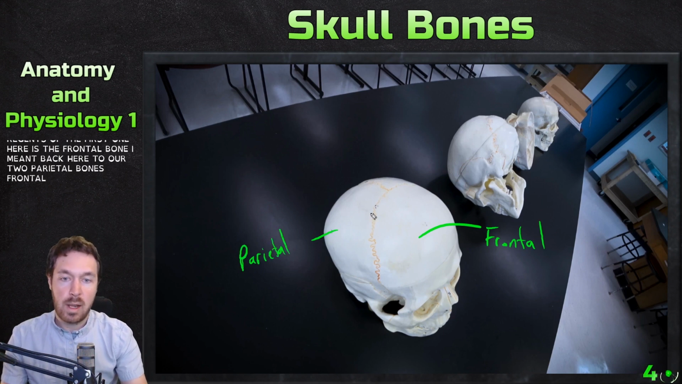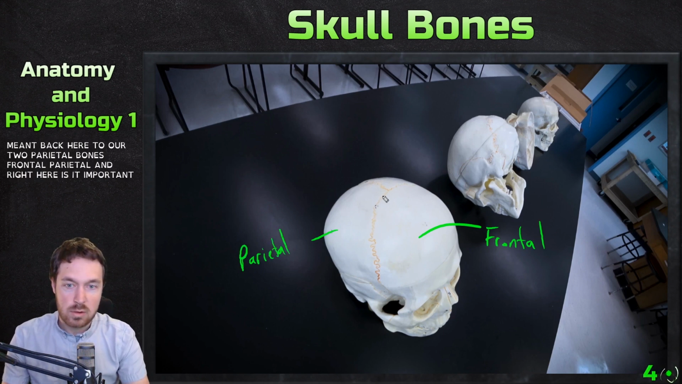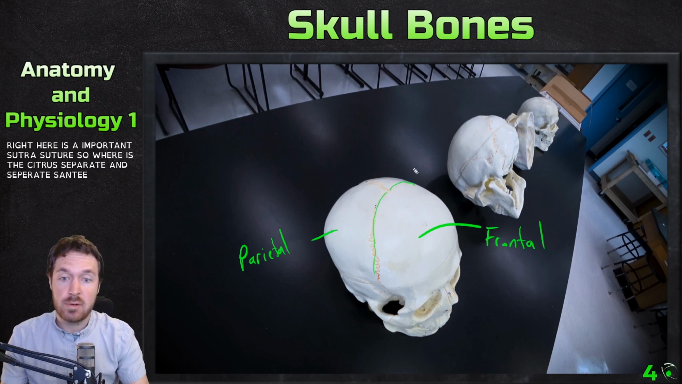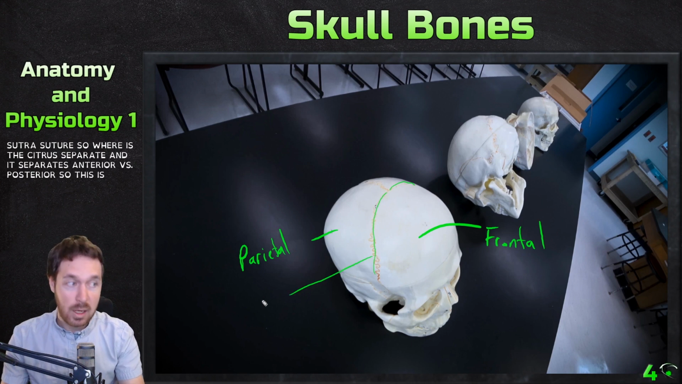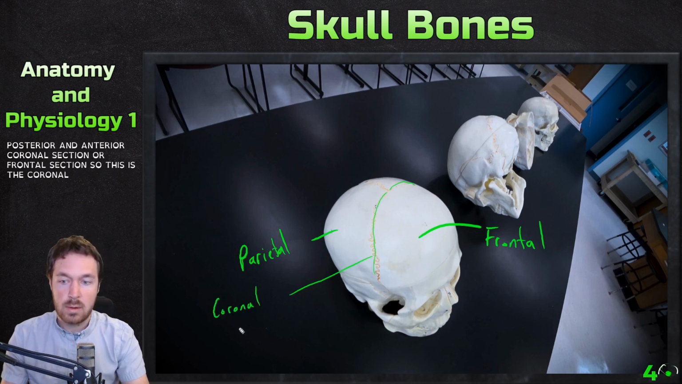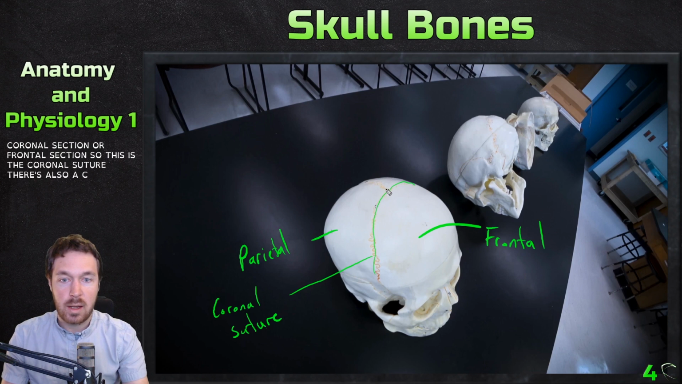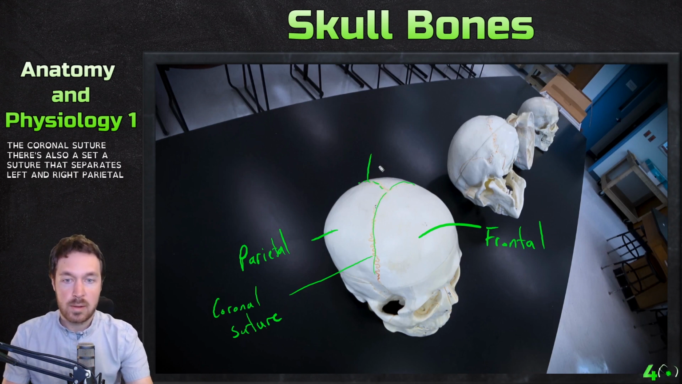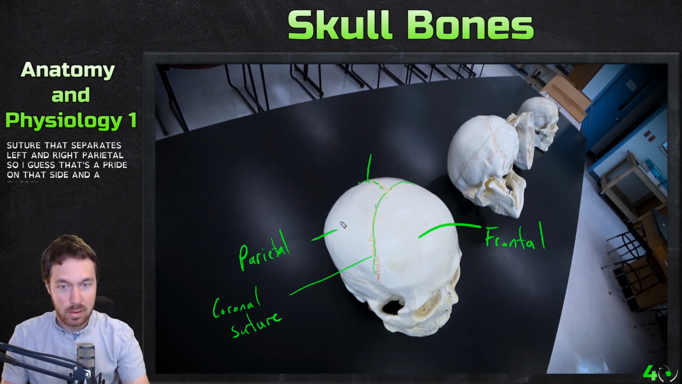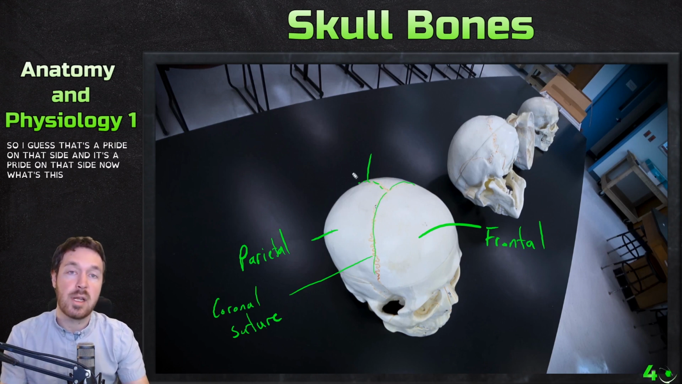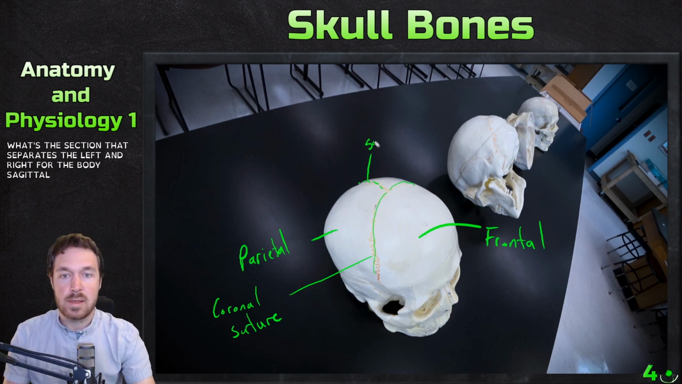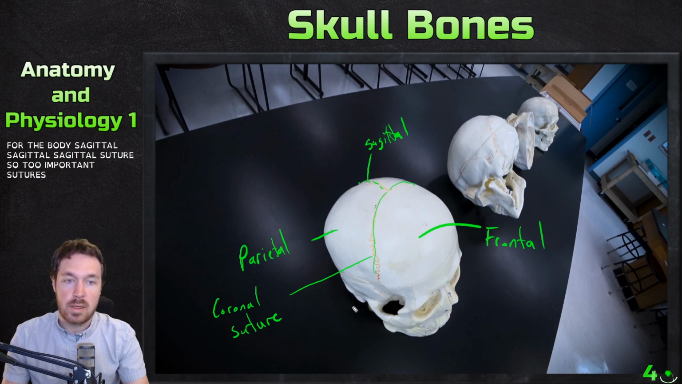So frontal, parietal, and right here is an important suture. Where does this suture separate? It separates anterior versus posterior. So this is called the coronal suture. There's also a suture that separates left and right parietal. Again, that's the parietal on that side, and that's the parietal on that side. Now, what's the section that separates left and right for the body? Sagittal. So this is the sagittal suture. So two important sutures right there.